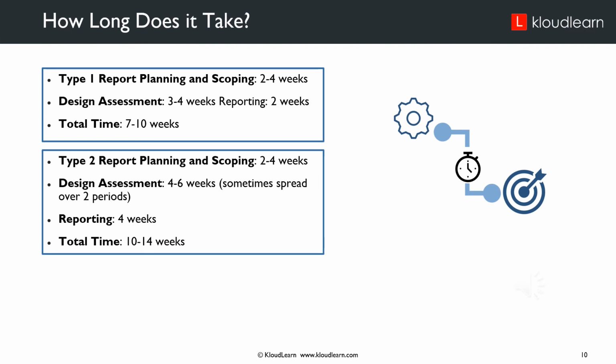How long does it take? Type 1 reporting: planning and scoping 2 to 4 weeks. Design assessment 3 to 4 weeks. Reporting 2 weeks. Total time 7 to 10 weeks. Type 2 report: planning and scoping 2 to 4 weeks. Design assessment 4 to 6 weeks, sometimes spread over 2 periods. Reporting 2 weeks. Total time 10 to 14 weeks.